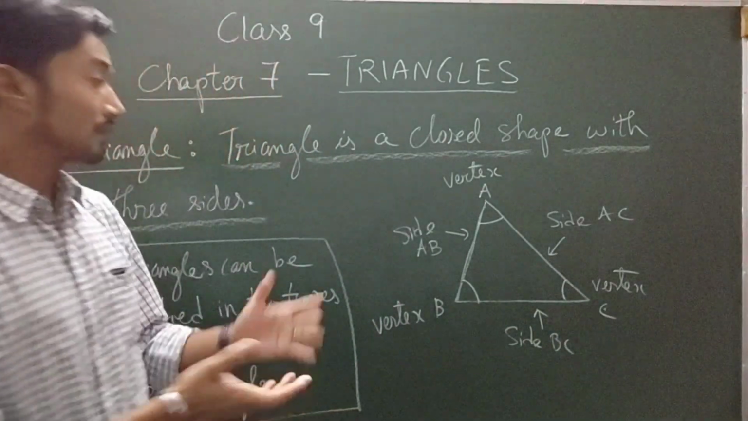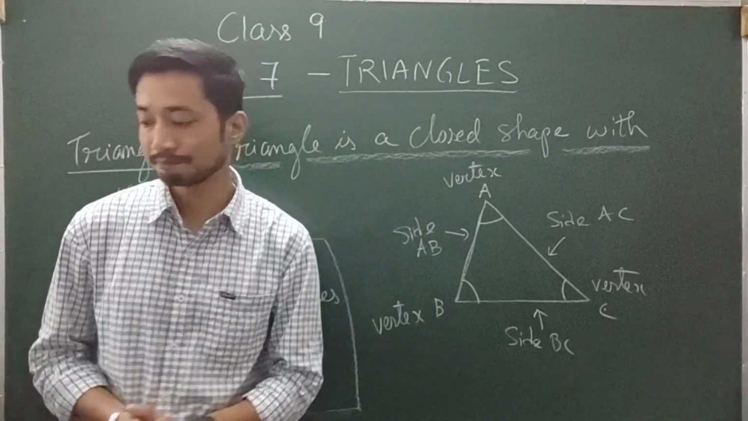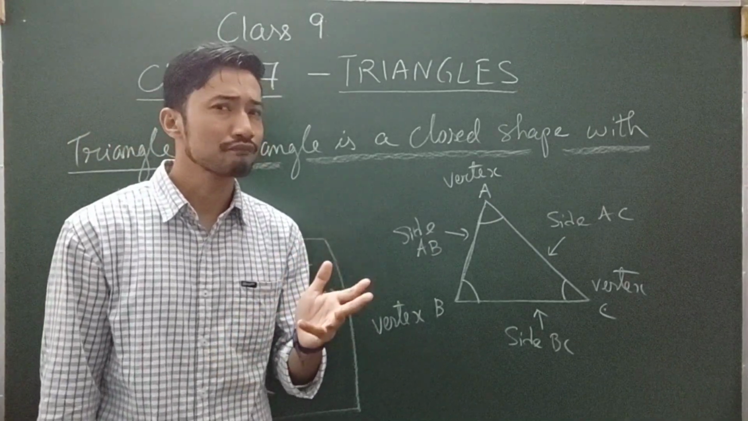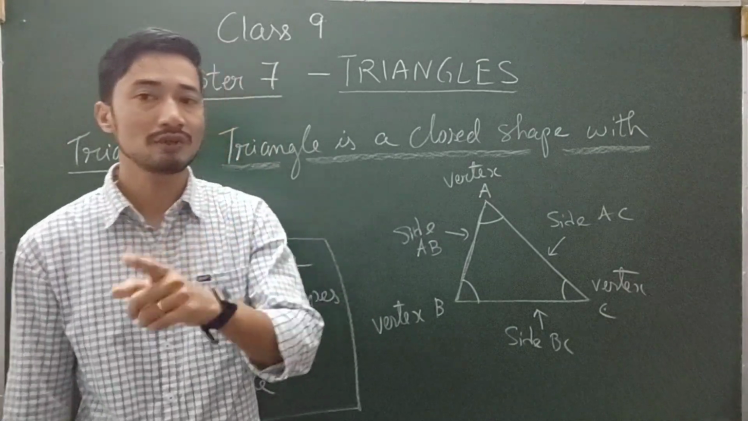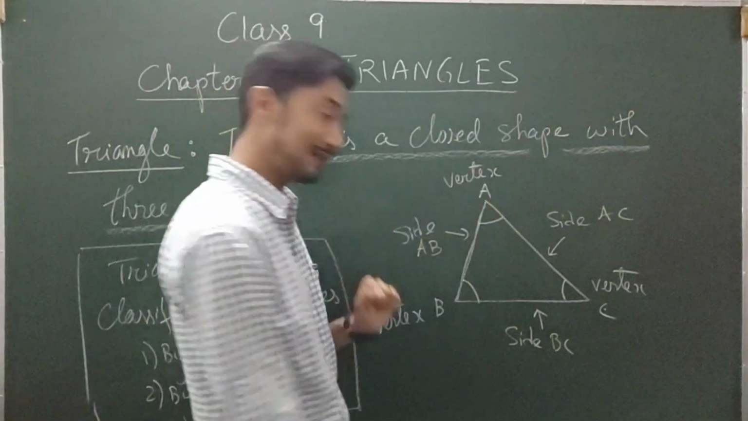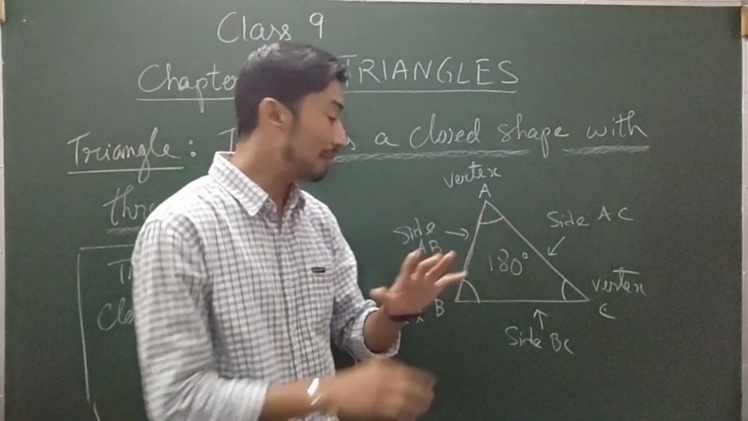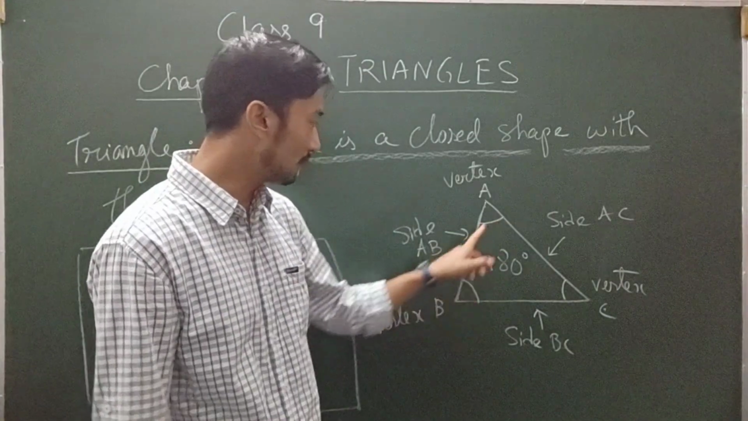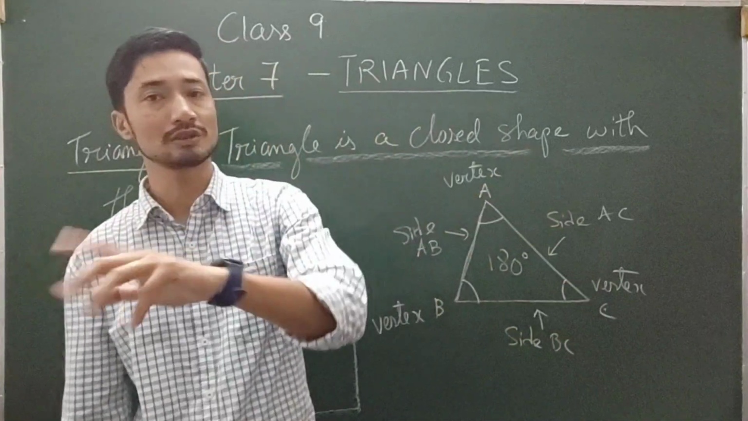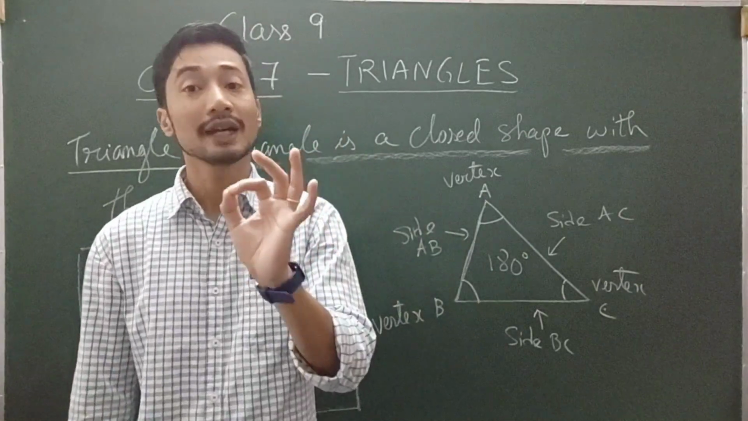Another property that we learned in chapter 6, the last part of chapter 6. What was that? In a triangle, the sum of all the angles. How many angles? 3 angles. The sum of the 3 angles in a triangle is always 180 degrees. You know that, isn't it? No matter what, the total of angle A, angle B, angle C should be 180 degrees. It should not be more, it should not be less. So don't discover anything new again. It should be 180 degrees.